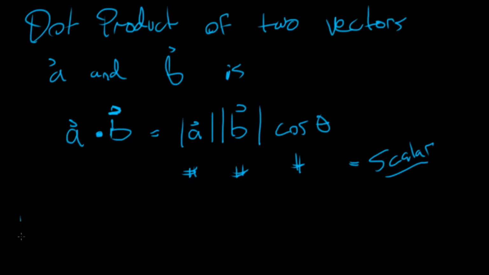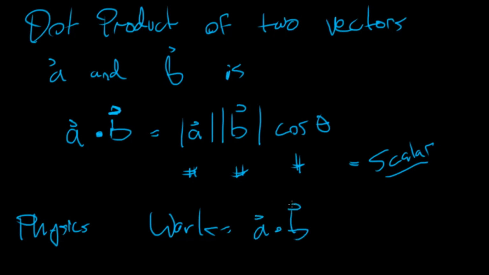In physics, work is equal to the dot product, AB cosine theta, FD cosine theta. But when we're looking at math, we're kind of removing this real-world example, and we're just looking at the notation. A dot B, that's the way we say it, is AB cosine theta, and this is a scalar quantity.